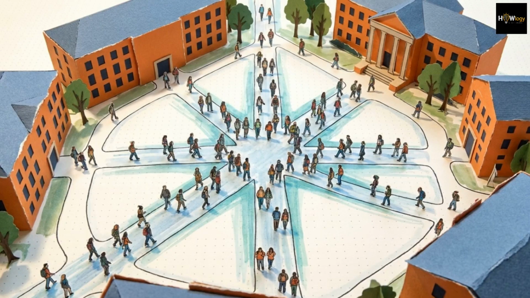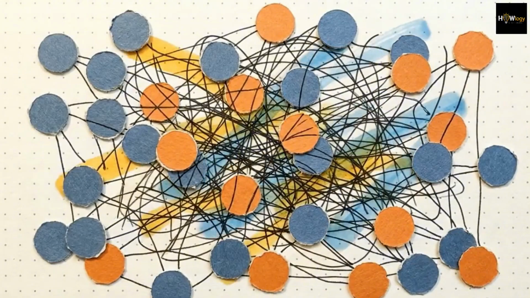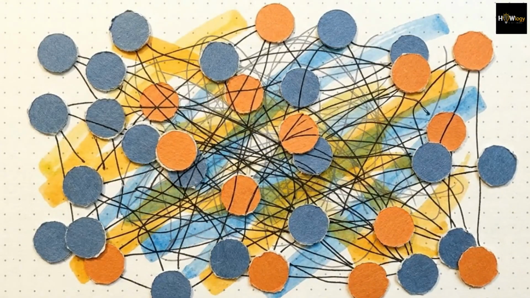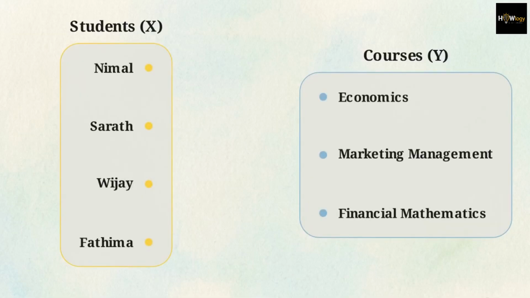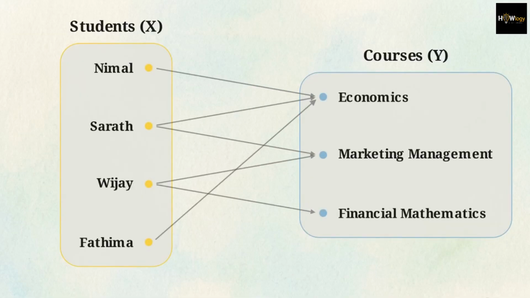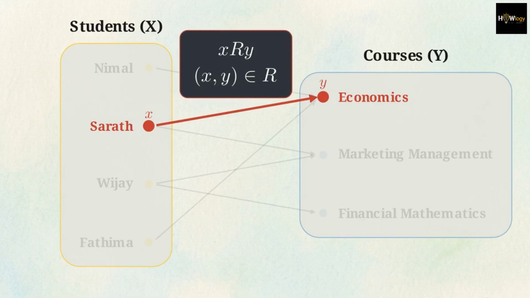Large university campus, thousands of students and dozens of courses, all existing at once. If you try to map out who is taking what, you end up with a chaotic, tangled web of isolated interactions. To make sense of this, mathematicians use a binary relation, a defining link between items in different sets. If a student, X, is enrolled in a course, Y, we write X, capital R, Y. The student relates to the course.